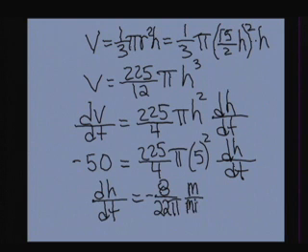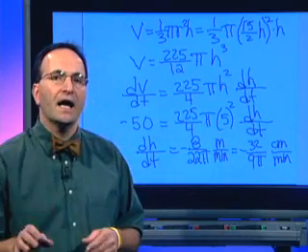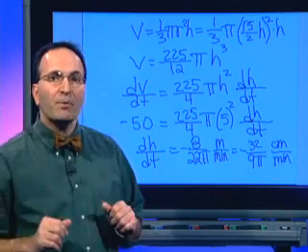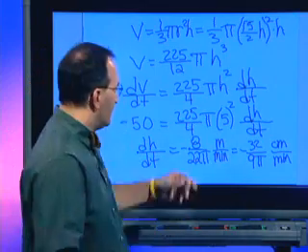However, the problem asked for the solution in centimeters per minute, and if you do that conversion, you will get that it's -32 over 9 pi centimeters per minute. So that completes the first part, which was to find how the rate of the height of the water was changing. The second part was to talk about how the radius was changing.